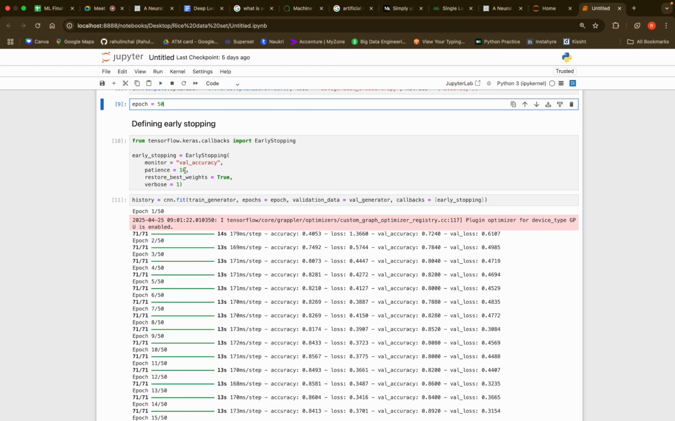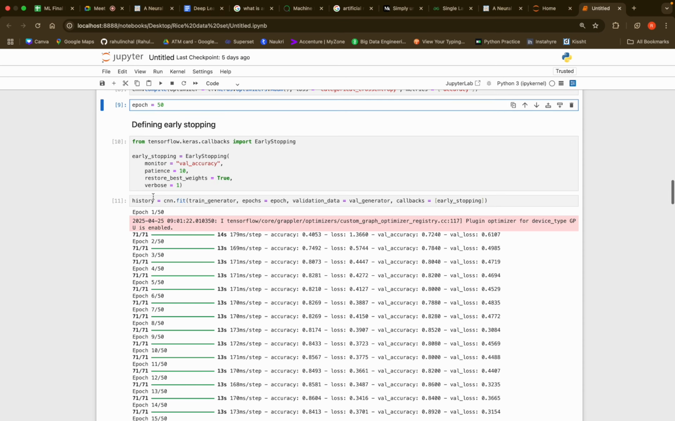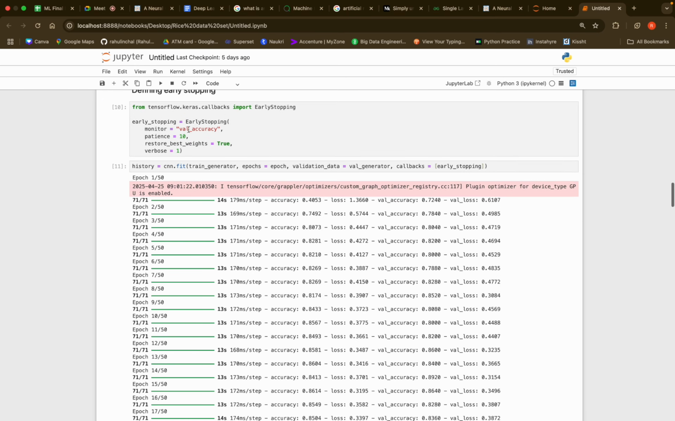Patience I've kept as 10. Meaning, in these 50 epochs, if I have 10 epochs where my validation accuracy is not increasing by even a margin, I would want to stop there. Restore best weights, yes. Out of that 10 patience, I would want to get the best out of it, right? Verbose 1. And then once everything is done, I have defined everything. Now I would want to run these things.